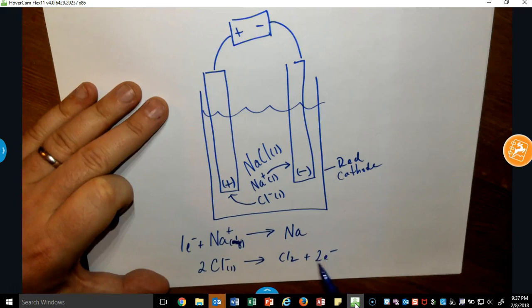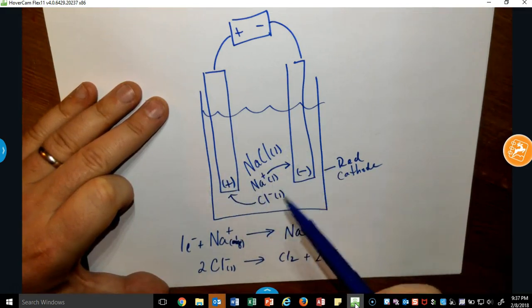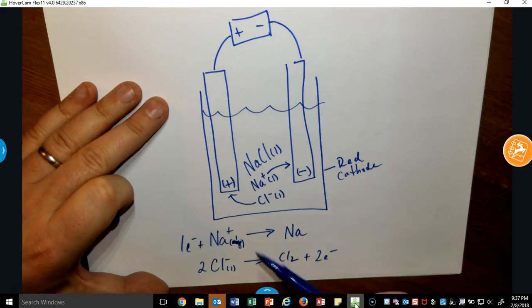Now we see that it takes chlorine 2 moles of electrons to be oxidized, and 1 mole of electrons for sodium. So we could say that sodium will be produced at twice the rate as chlorine, because the current is flowing the same over both of the electrodes, and since it takes half the amount of electrons to reduce the sodium, we'll produce sodium at twice the rate.